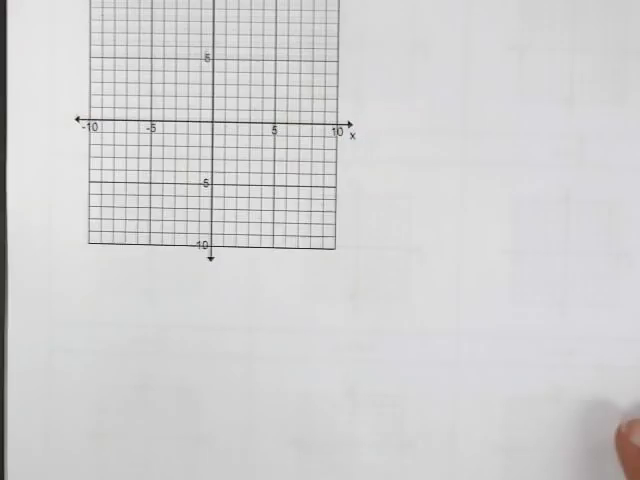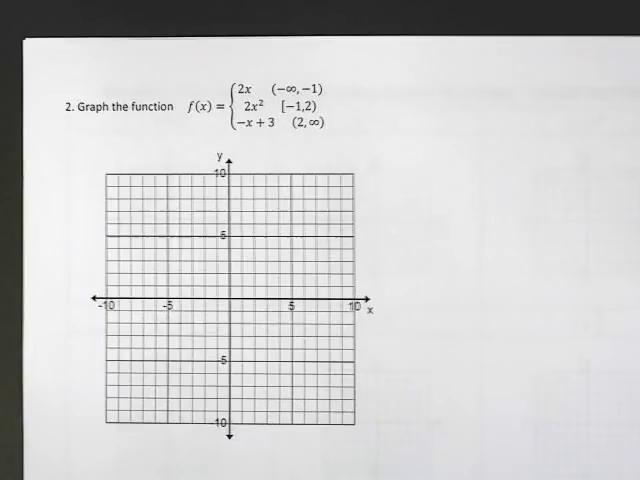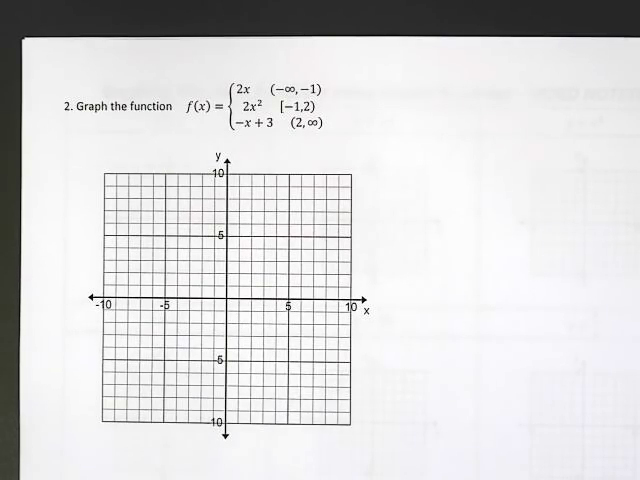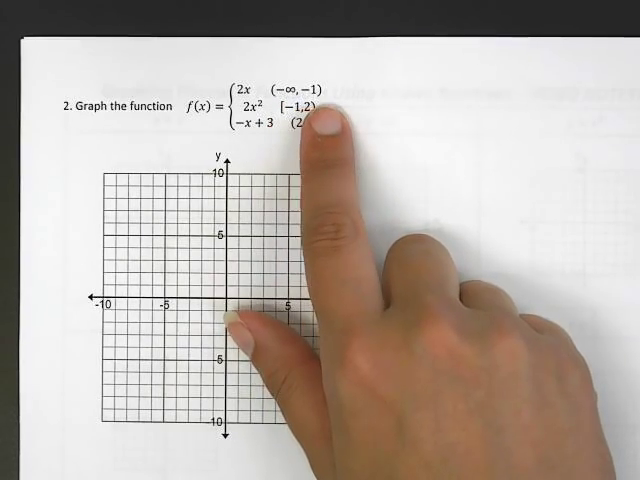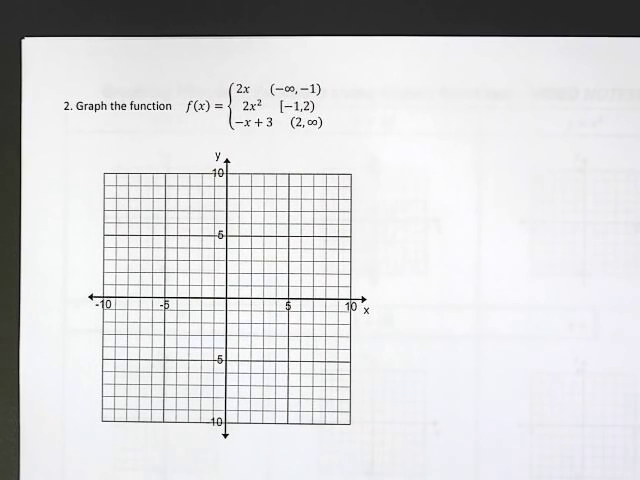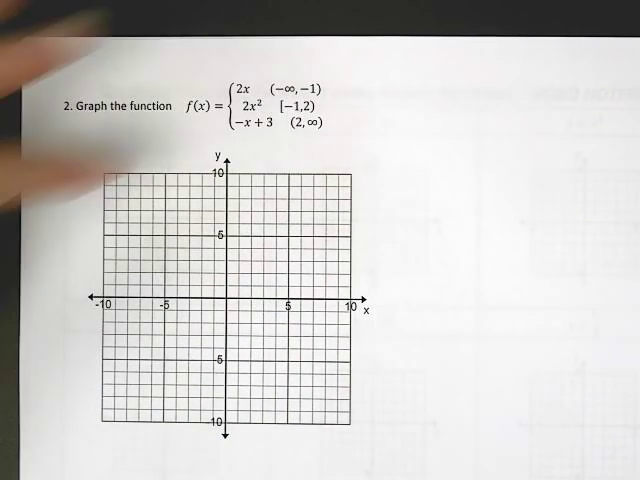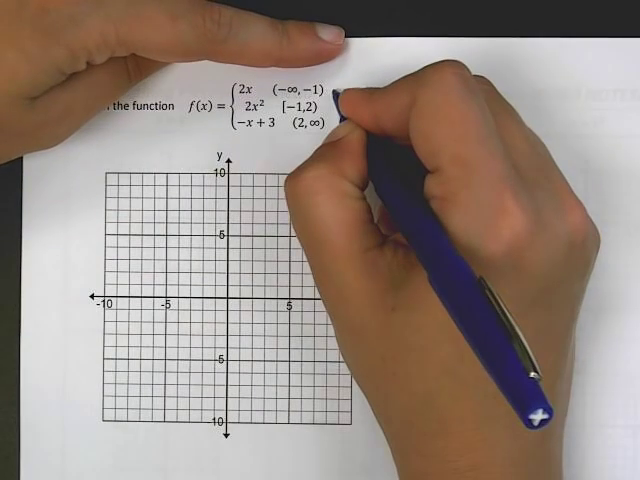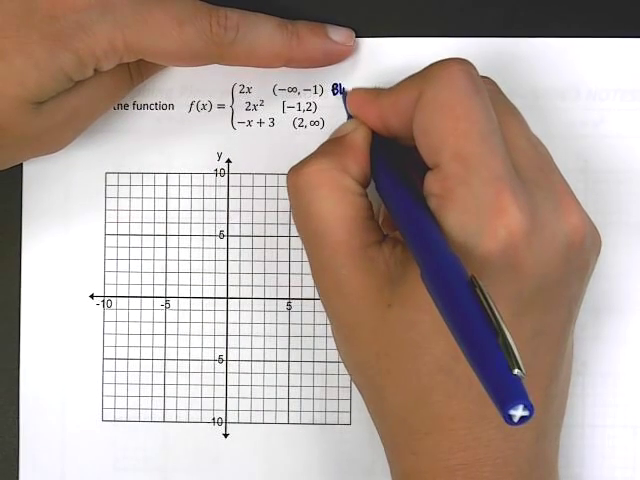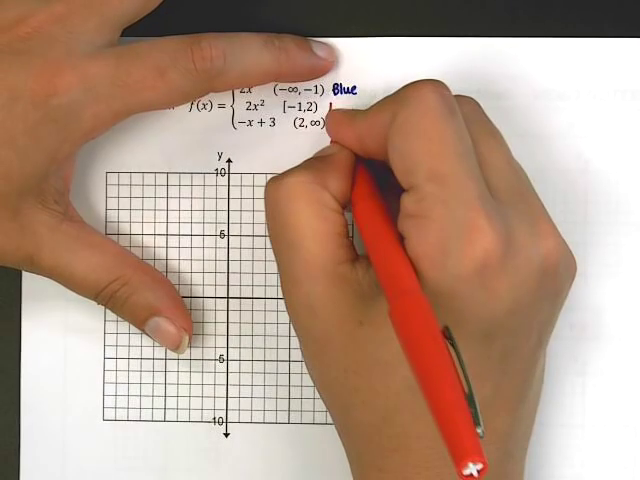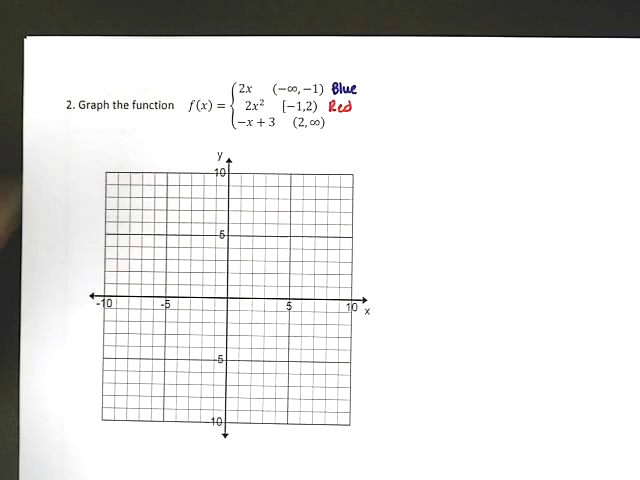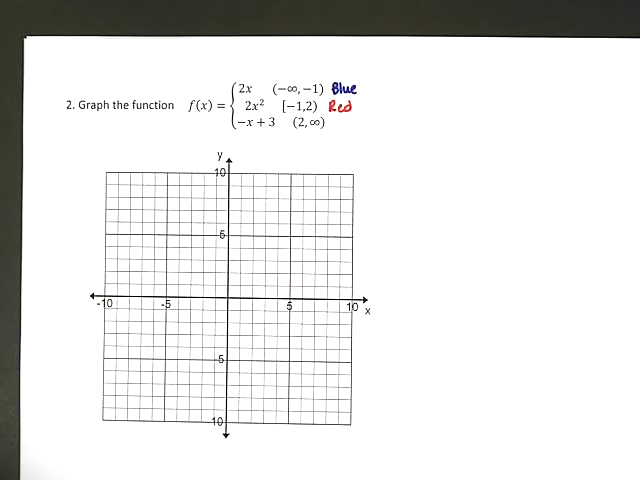So in this example, there are 3 parts to this function, and instead of saying x is less than -1, we just wrote it in interval notation where we have -infinity, -1 open. So what that just means is x is less than -1. I'm just not including the -1. I'm going to do the first part of this in blue. I'm going to do the second part of this in red. And I will do the third part of this in green.